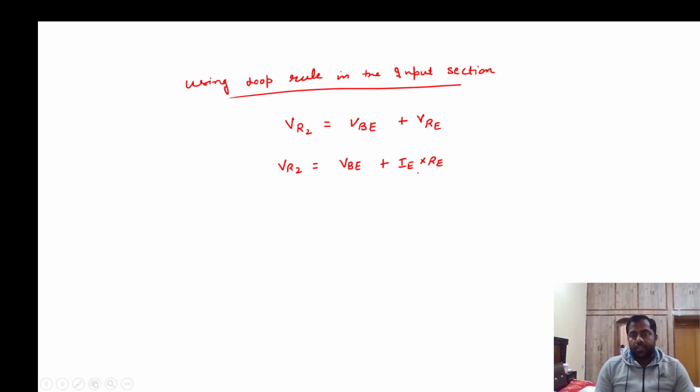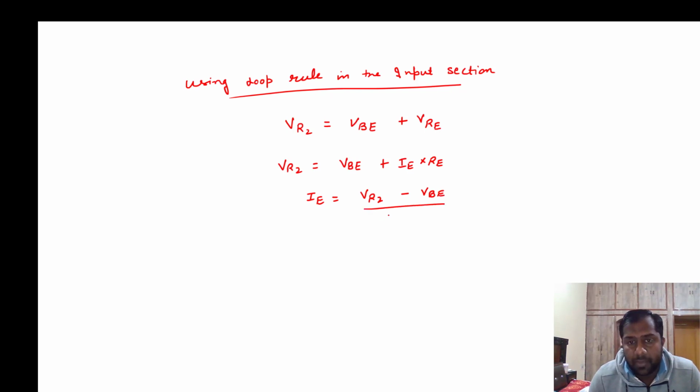And from here, children, if we calculate the value for IE, what will it be? This is equal to VR2 minus VBE divided by RE. So this is the value for the emitter current. We will note down this value, and now using the loop rule in the output section.